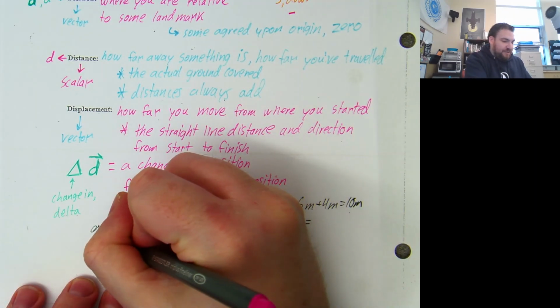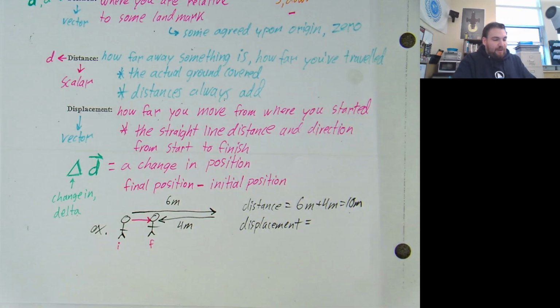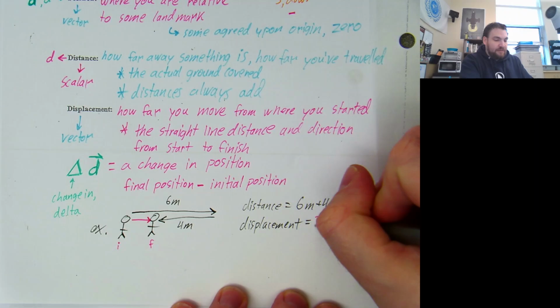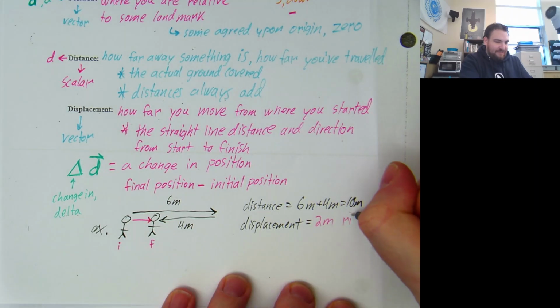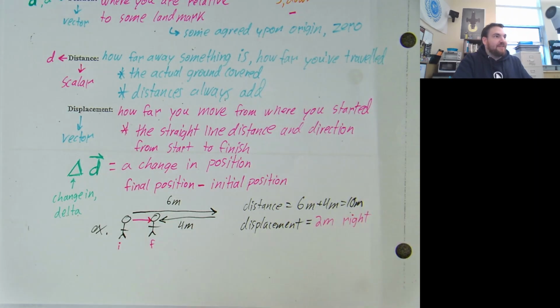This is where our person was initially. This is where our person was finally. So what is the displacement of our person? 2 meters. That is an insufficient answer. It is correct, but it is incomplete. Displacement is to the right. Displacement is a vector. It needs a direction. So let's include it: 2 meters right. That's it. There it is.